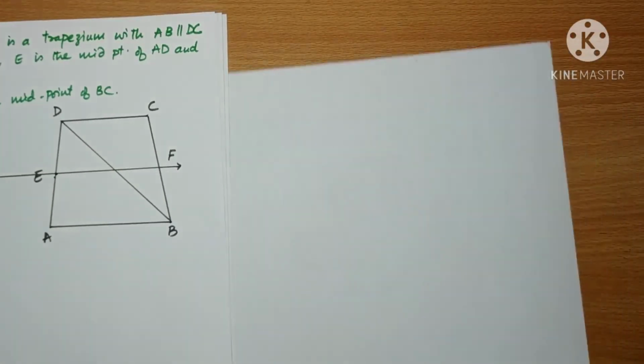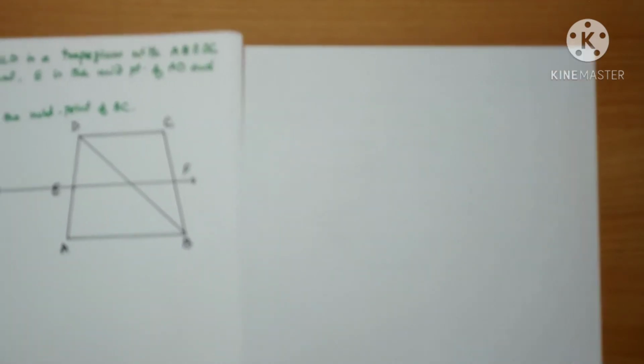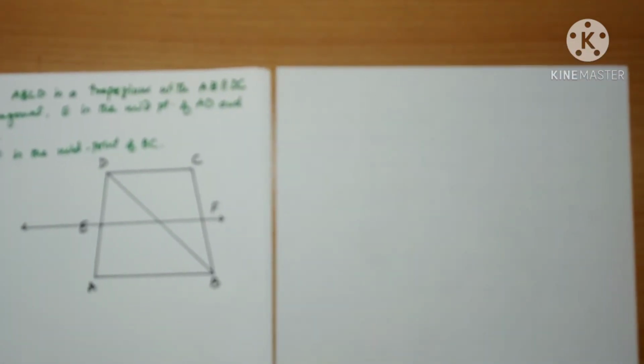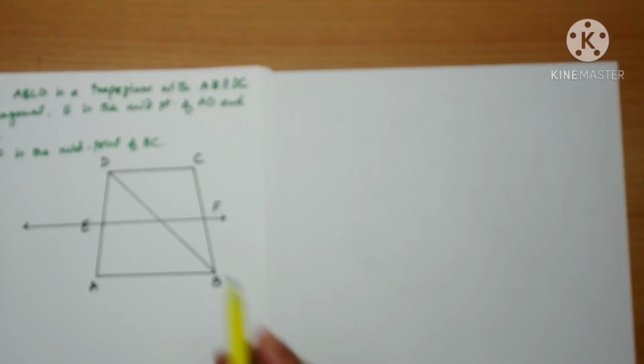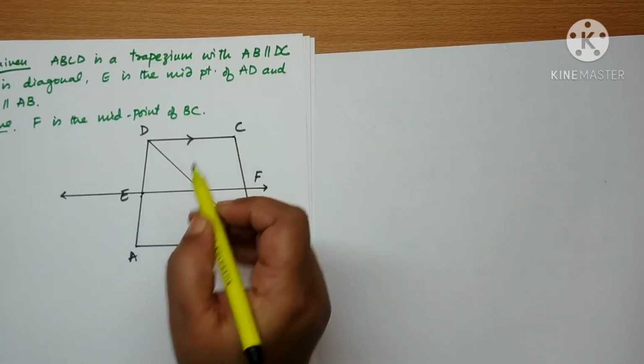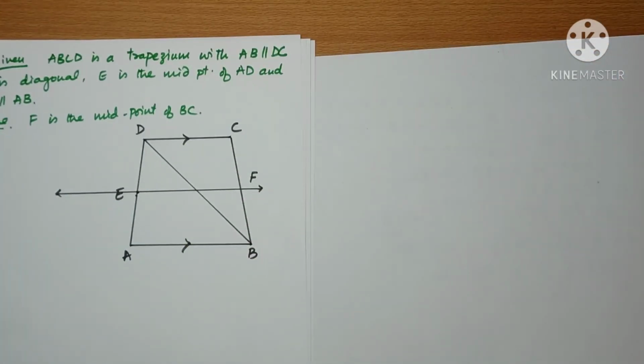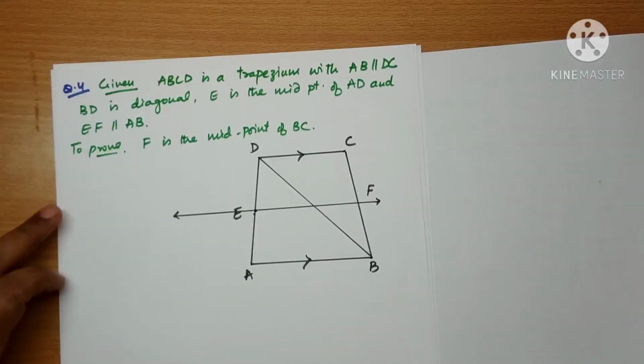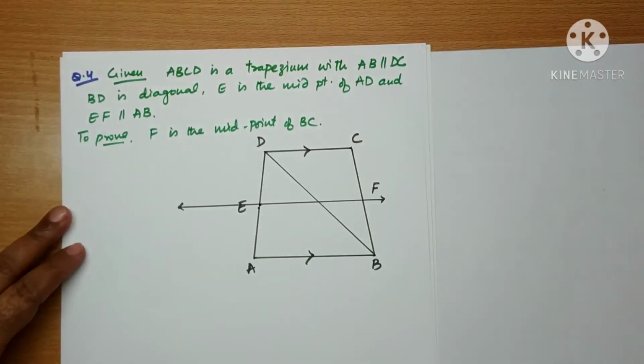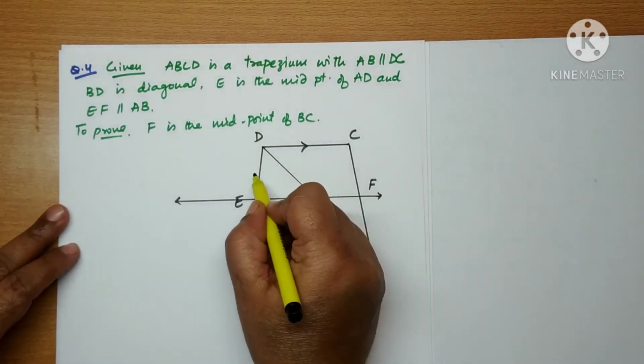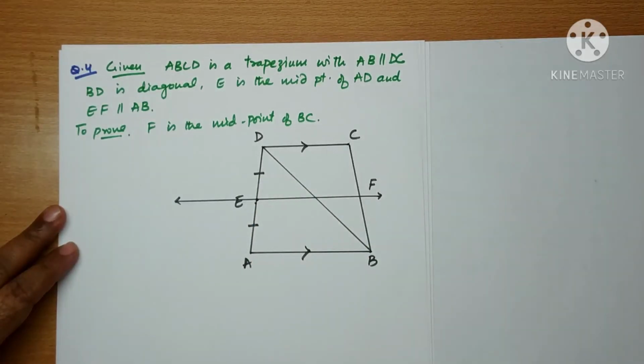Next question now, question number 4. Now in question 4 he says, given ABCD is a trapezium with AB parallel to DC. Immediately mark in the figure whatever is given. AB is parallel to DC, given, marked. BD is a diagonal, given, marked. E is the midpoint, so let us mark this also.